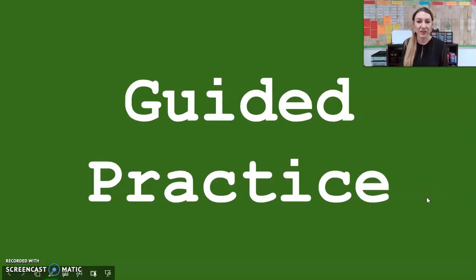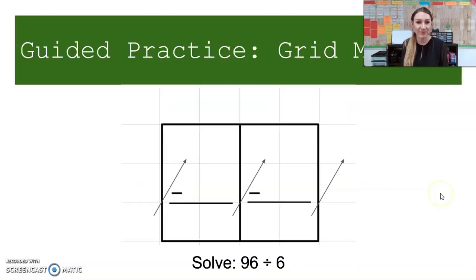All right, mathematicians, it's time to grab some paper and pencil. Let's do some practice together. Our first problem reads 96 divided by 6.